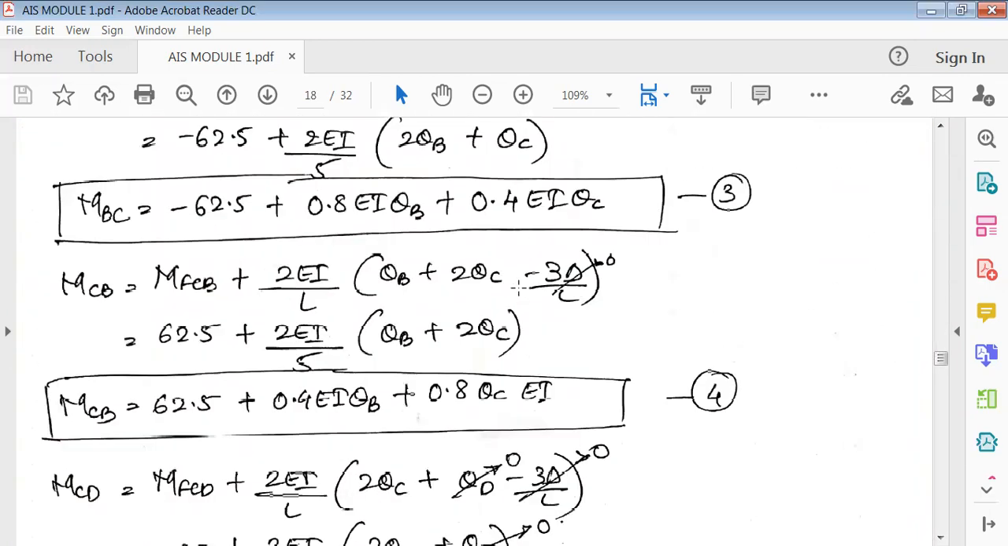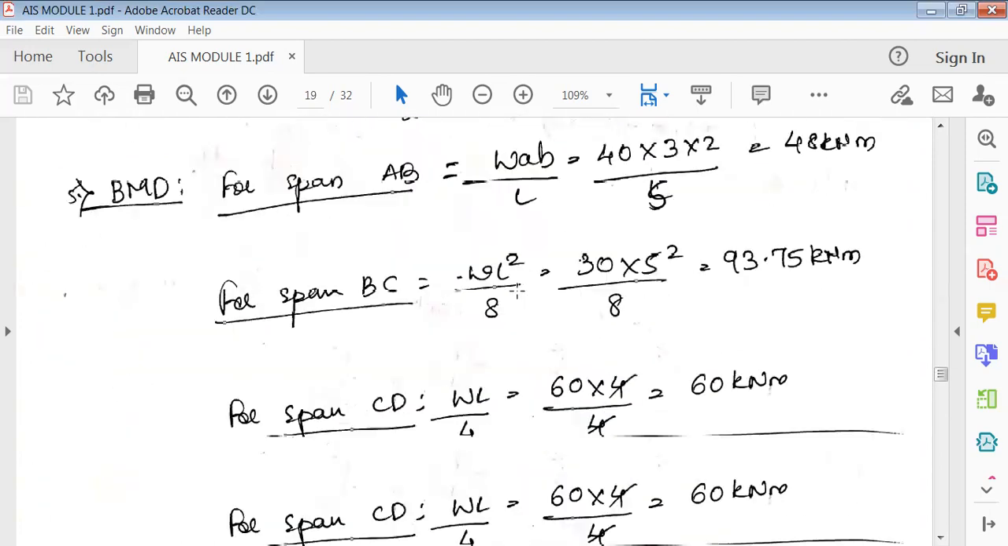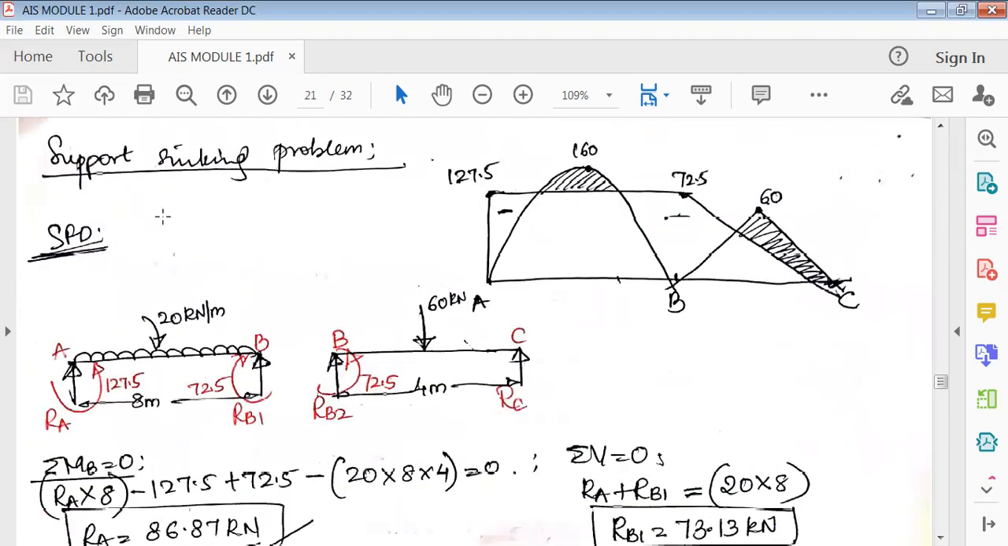But they have asked us to draw shear force and bending moment diagrams. That I have done here, in the support sinking problem. That part is continued here. Next thing is you have to draw the bending moment diagram. So this free bending moment is WL square by 8, and this is WL by 4. So it is 160 and 60.